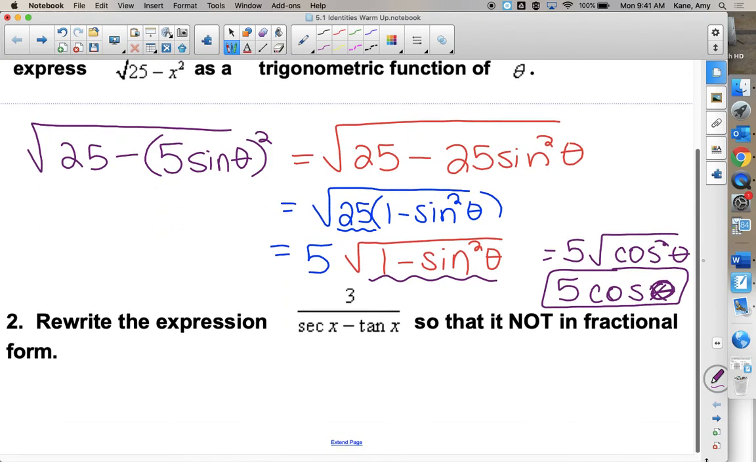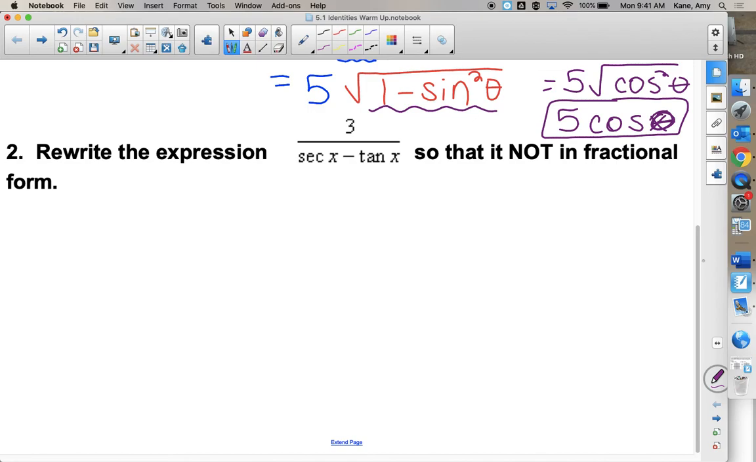The last one on here wants you to rewrite this as a fraction. Or not as a fraction. It is a fraction. And it doesn't give you an answer, so this is one of the simplifying problems, so you're not going to have an answer. But we have 3 divided by the secant minus the tangent. Josh, what's one thing you can do to try and get something so that it's not in fraction form?